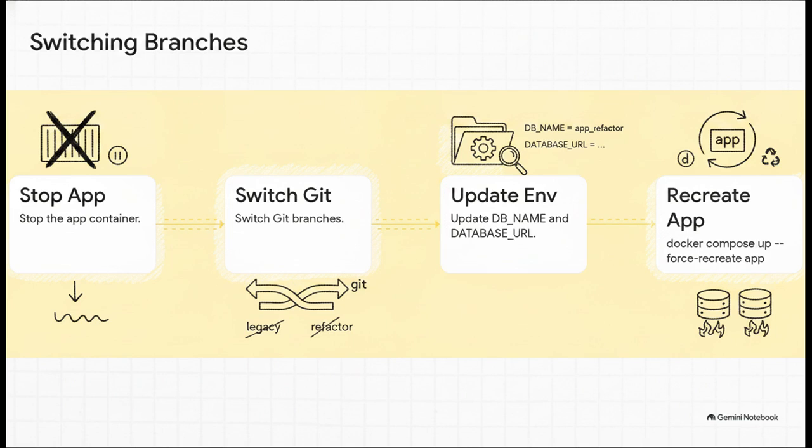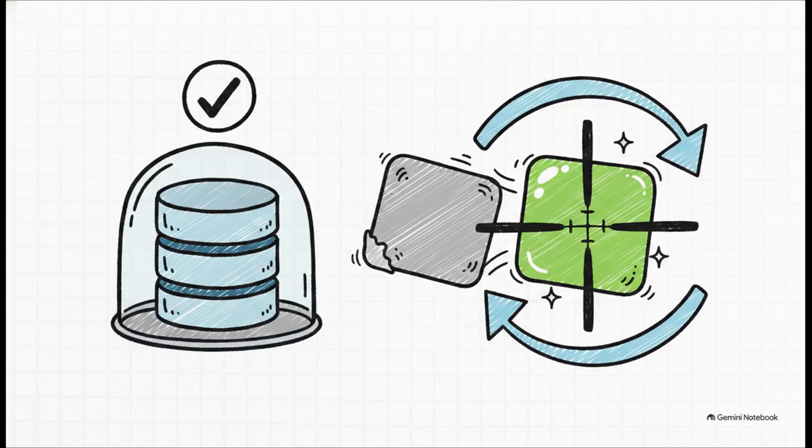Finally, run docker compose up using specific flags: -d, --no-deps, --force-recreate, app. A plain restart is simply not enough because it won't reload those environment variables you just changed. So why do we use these exact flags?